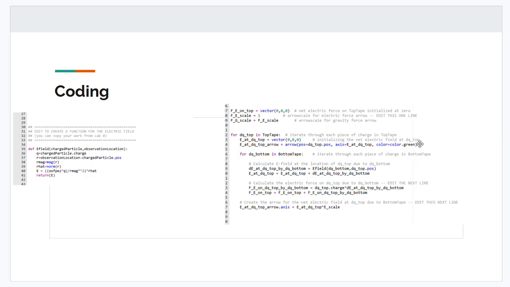Here's some coding that I did. Just fiddled around with my keyboard until I came up with this. I have a function that takes in a charged particle and the observation location, and then it will run the numbers and find the electric field at that point. So with some handy dandy starter code that was generously given to me by the TAs, I was able to write a function that would map out the electric field along this line.